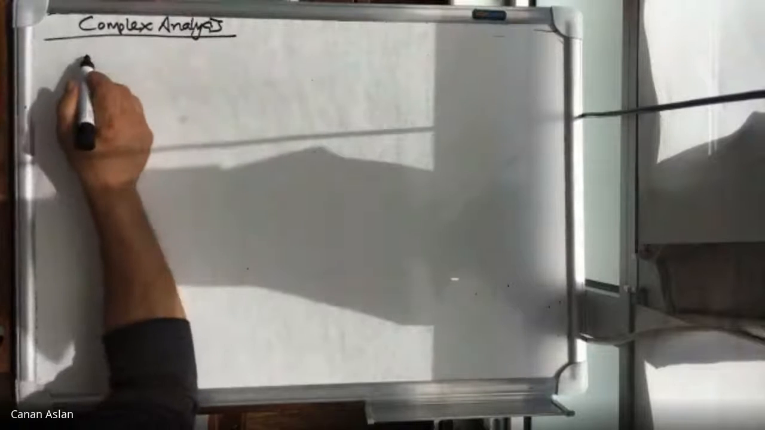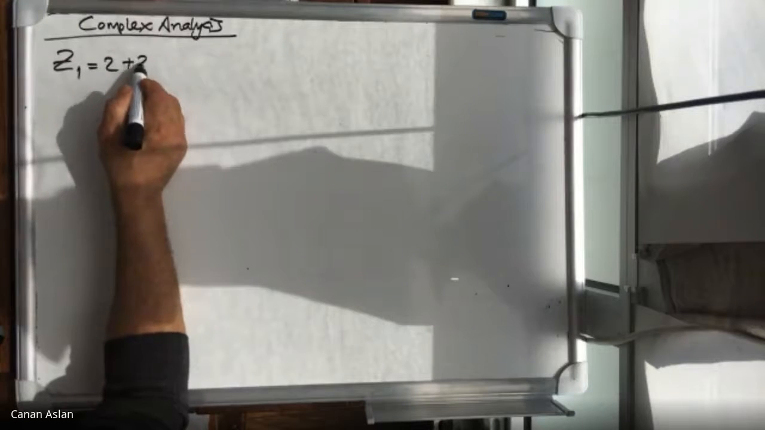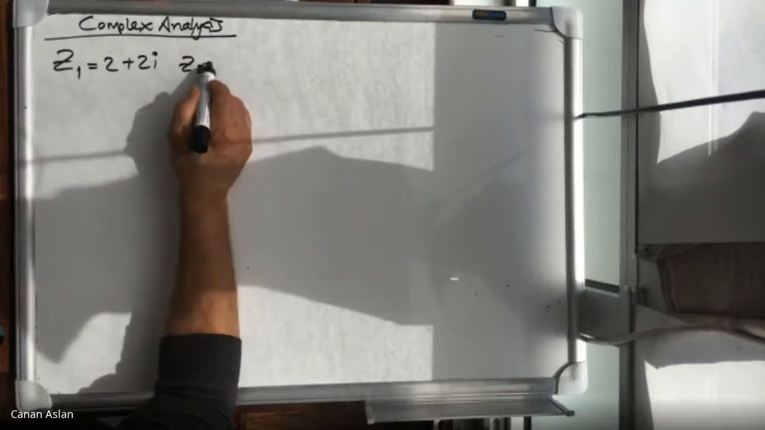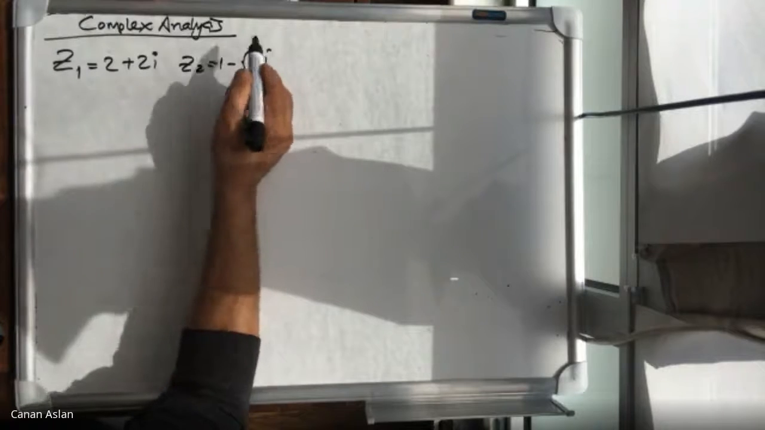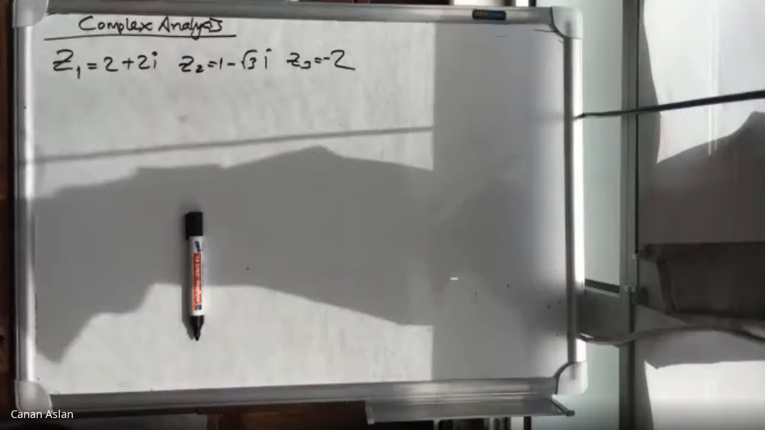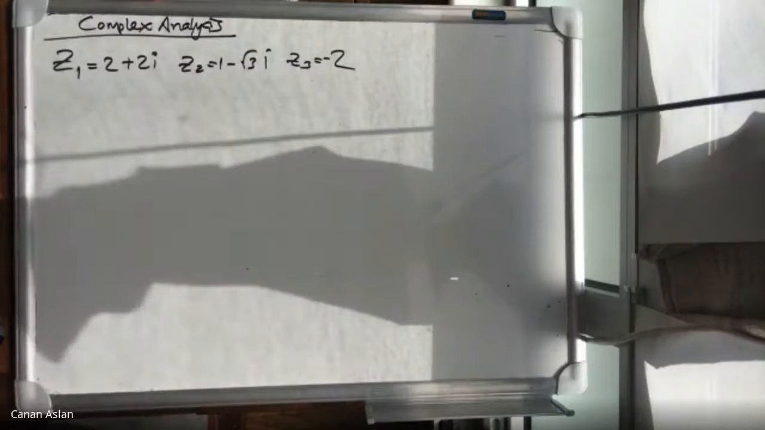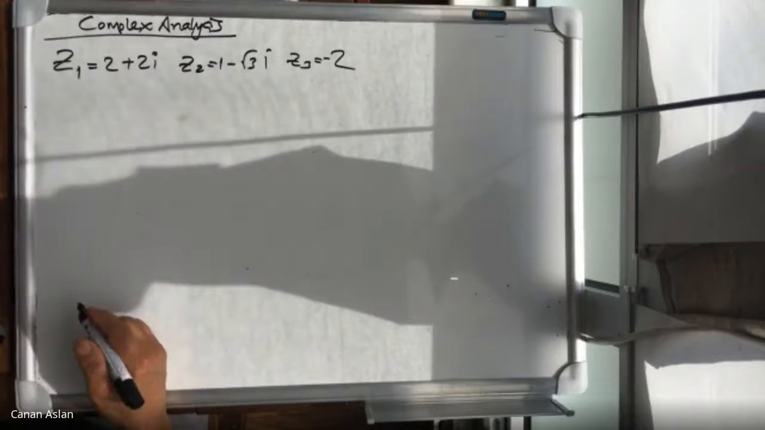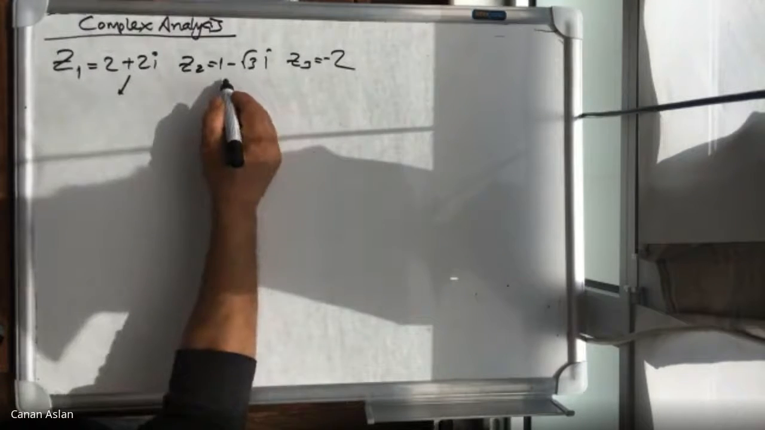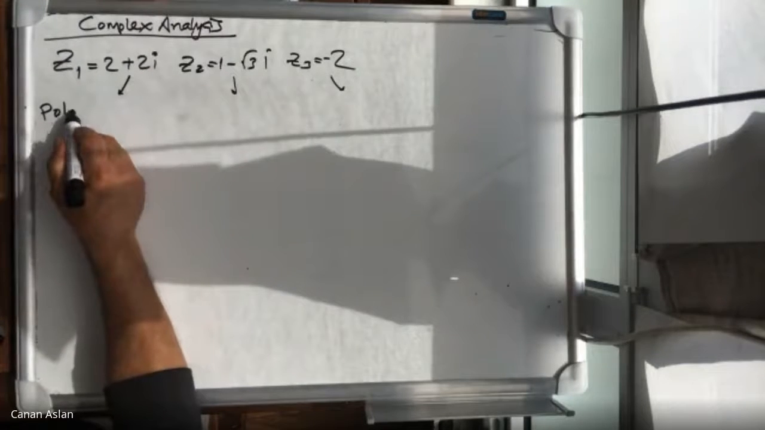Okay, now we continue with the examples. In this example, we have Z1, which is 2 plus 2i, Z2 is 1 minus square root of 3 i, and Z3 is equal to minus 2. So there are three complex numbers given. One of them has only a real component, no imaginary component, and we would like to get some problems using this. Now let's show them in polar form. What is the polar form of these three complex numbers?